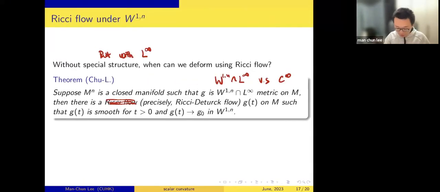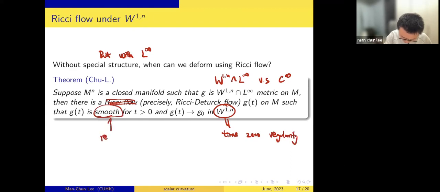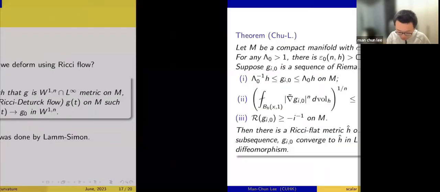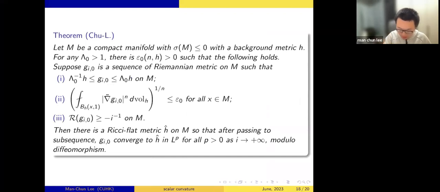So now the theorem basically has all the ingredients we need to talk about the stability, because this is essentially the time zero regularity, the regularity for C infinity. So if you apply this to the sequence of metrics that we consider, then you can prove the following.